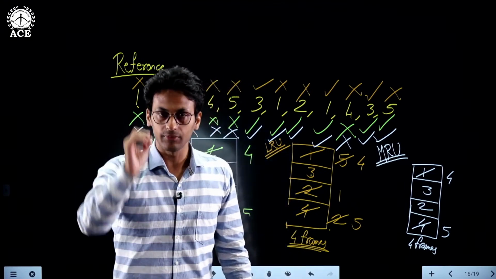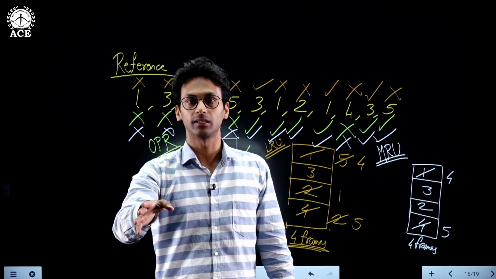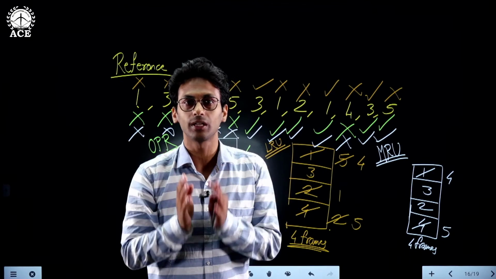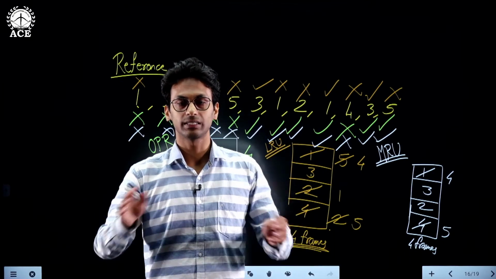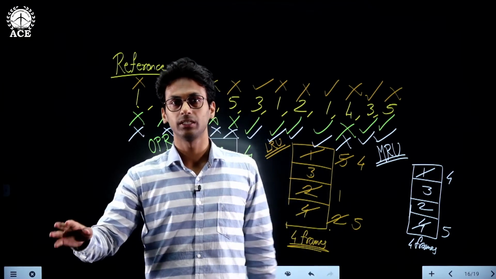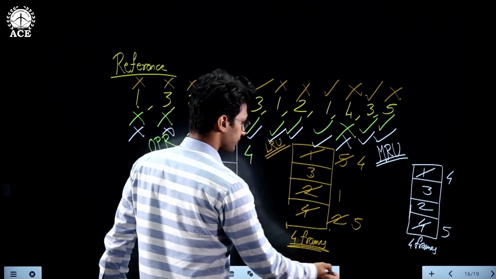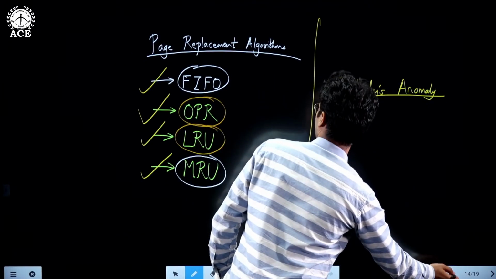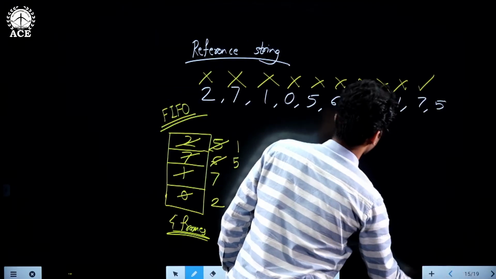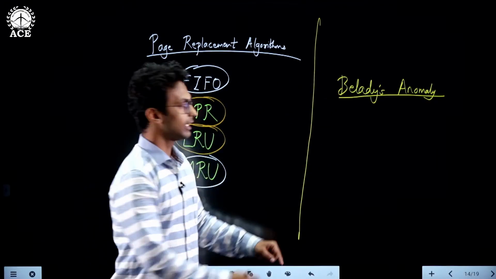I don't say that it will always happen. It might happen. If it happens, that phenomenon is called what? Belady's anomaly. It is called Belady's anomaly. You can observe it in FIFO, okay? Done with Belady's anomaly as well.